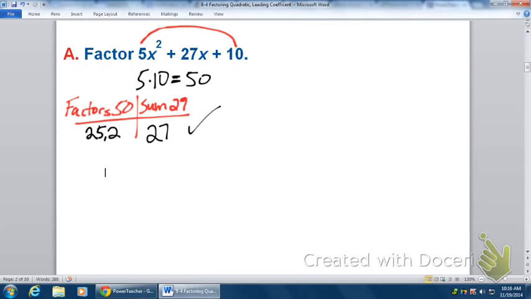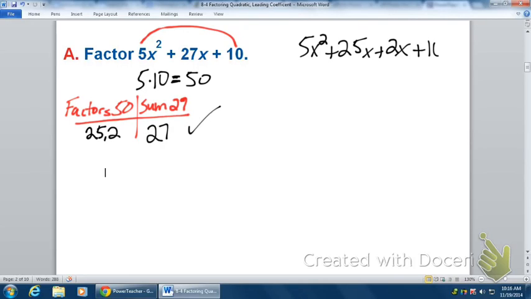That works. So now we can split up that 27x so that we can factor this thing out. We have our two numbers now. So I'm going to keep my 5x squared in front. That's just hanging out. Now here's the difference. Instead of 27x, I got plus 25x, because that's one of the numbers, and then the other number is 2, so I'm going to put plus 2x. Our two numbers that we found, 25 times 2.